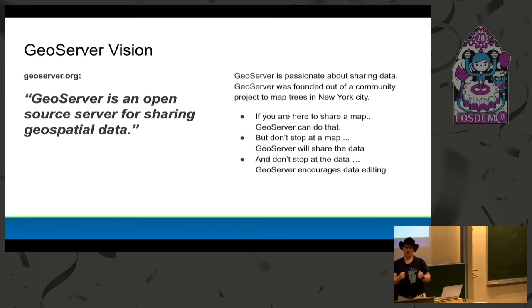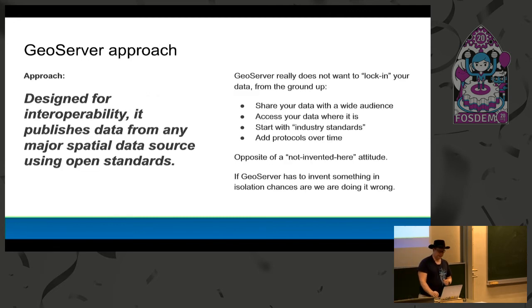We're here because we want people to be able to share a map. And we don't want you to stop just at sharing a map. We want you to share the data behind the map. And it's not enough just to share the data. We want to support editing. We want to make sure those community members can actually edit the data, not just consume it blindly. So this is the foundation principle of how our software project was formed.